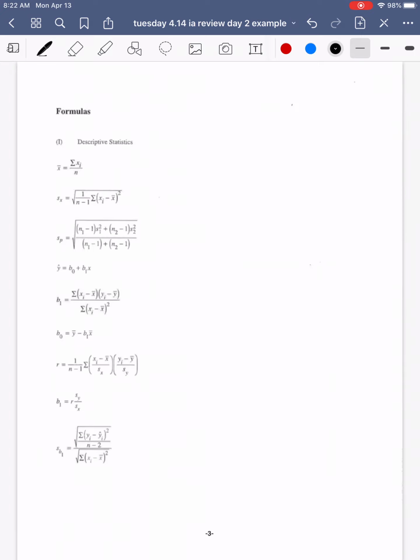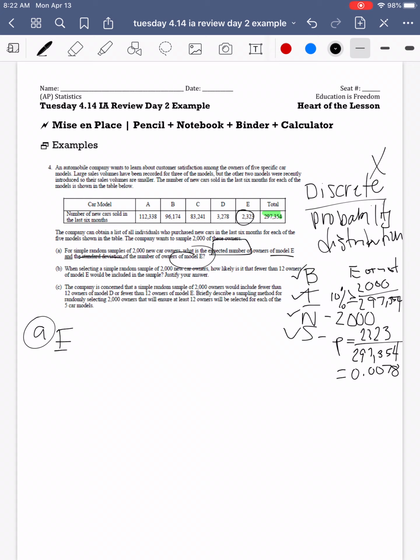So, going here for part A, our expected value is going to be equal to n times p, so 2,000 times 0.0078, and if we crunch that out as well, we will get approximately 15.62.